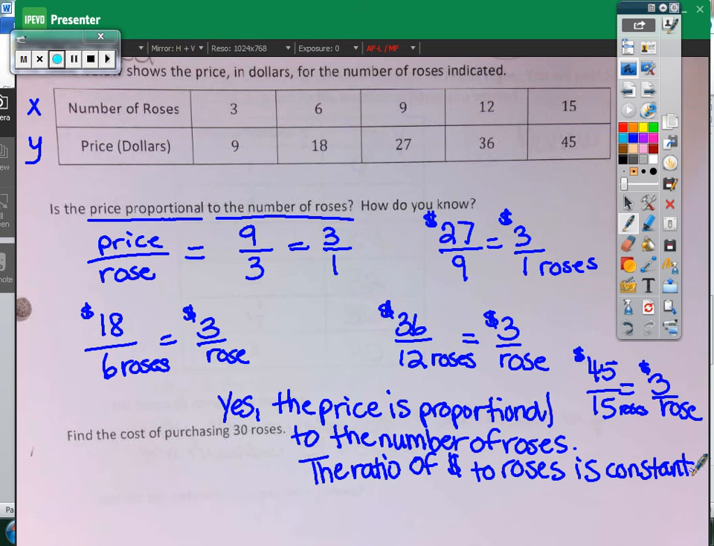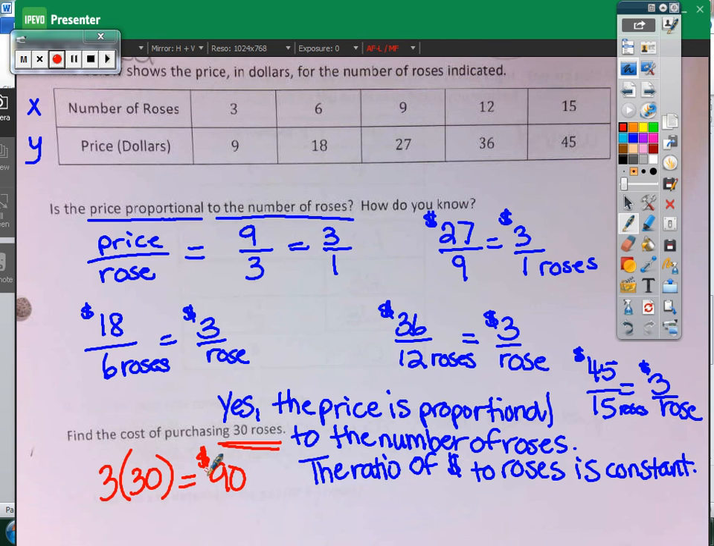Now, if this is proportional, now that I know that it is, now I can go to the second part of this question. I'll do this one in red, so we'll change it up. It says, find the cost of purchasing 30 roses. Well, we know in this particular case that each rose, we figured out the unit rate is $3 per 1 rose. I need to find the cost of 30 roses. If each one is $3, all I would need to do here is multiply 3 by 30 to equal $90. So the price of 30 roses is $90.